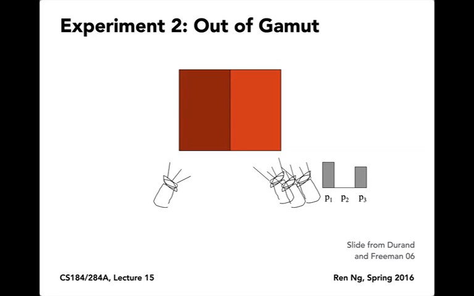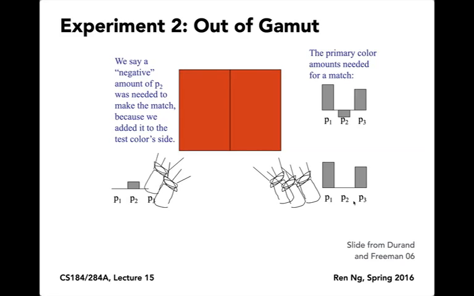So what happens here, to resolve this and achieve a match and get numbers that we can write down, is that the subject is allowed to, and finds that they have to, move some of the primary lights onto the test light side. Can you see what happened here? The subject took P2, the second primary light, and added it onto the test light side, and then adjusted the intensity of P2 until a match was achieved.